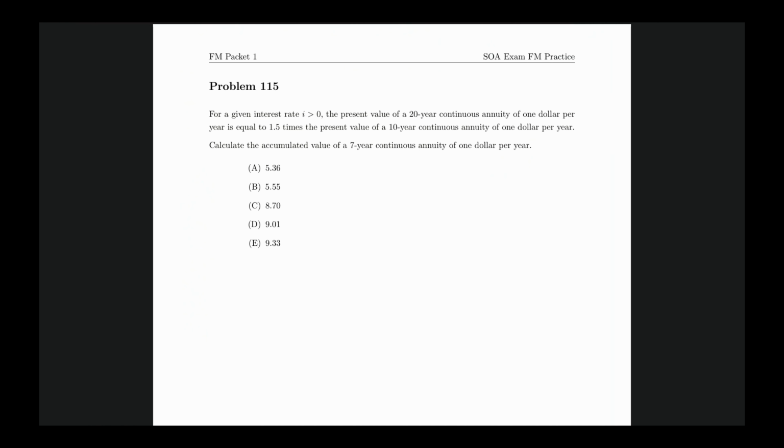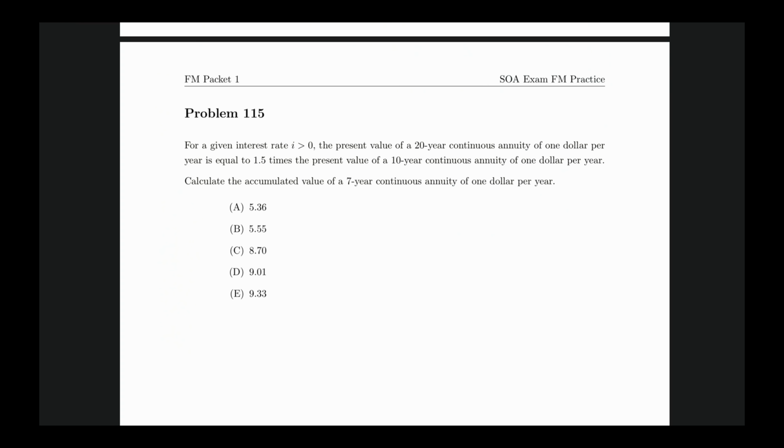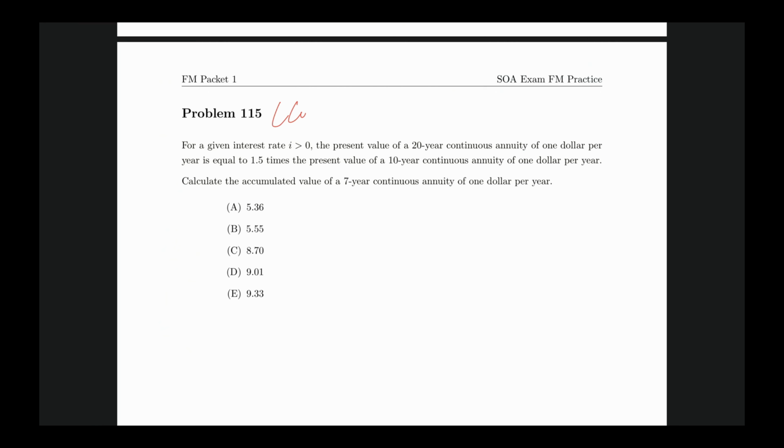Okay, so let me talk about it. This problem is about the continuous annuity.